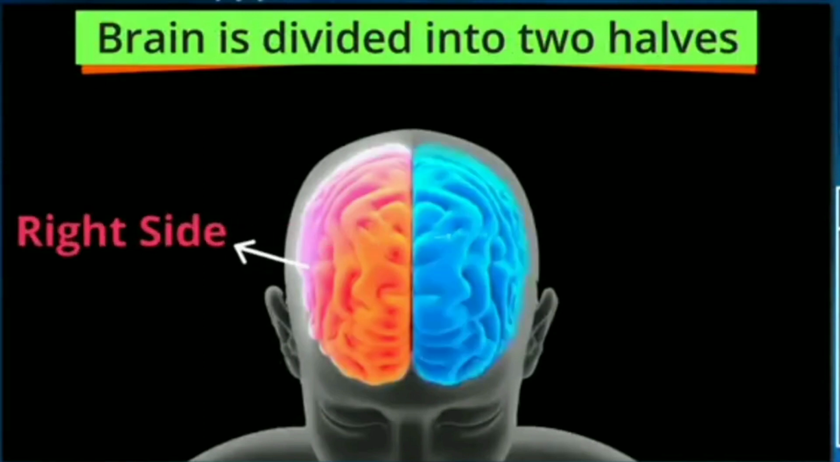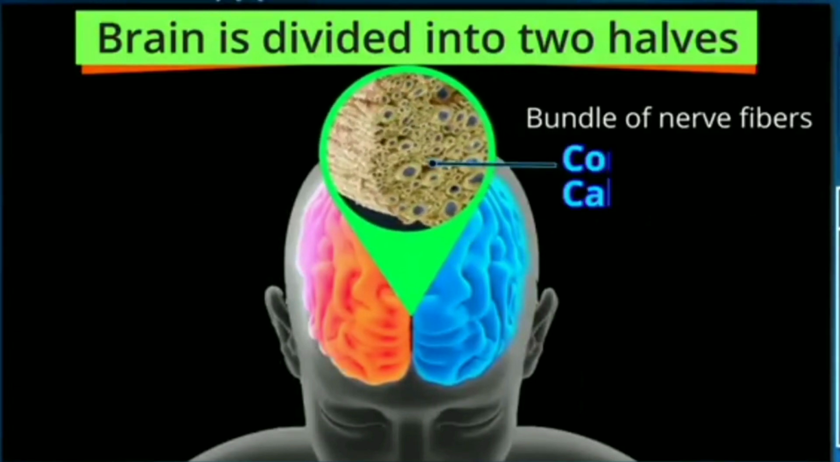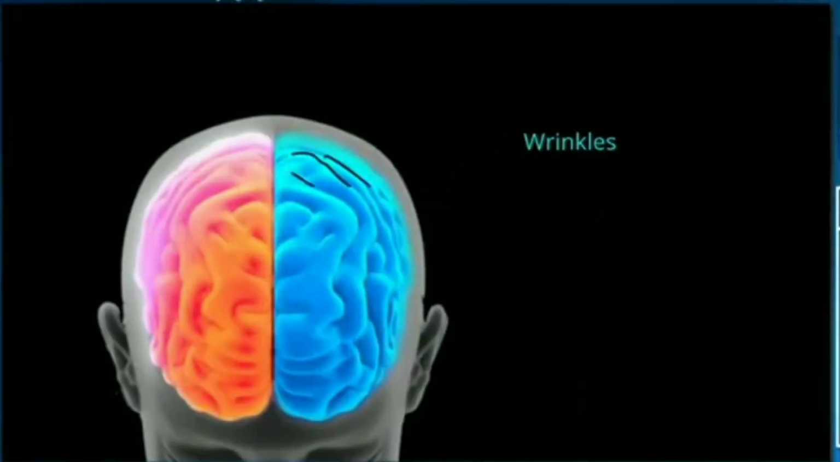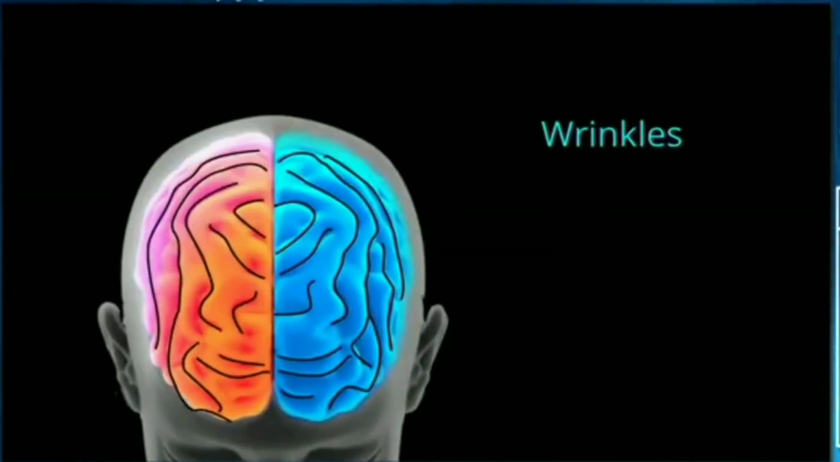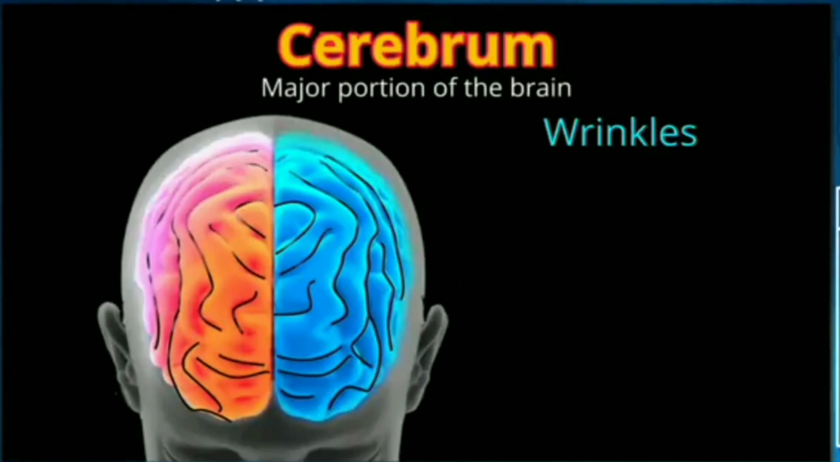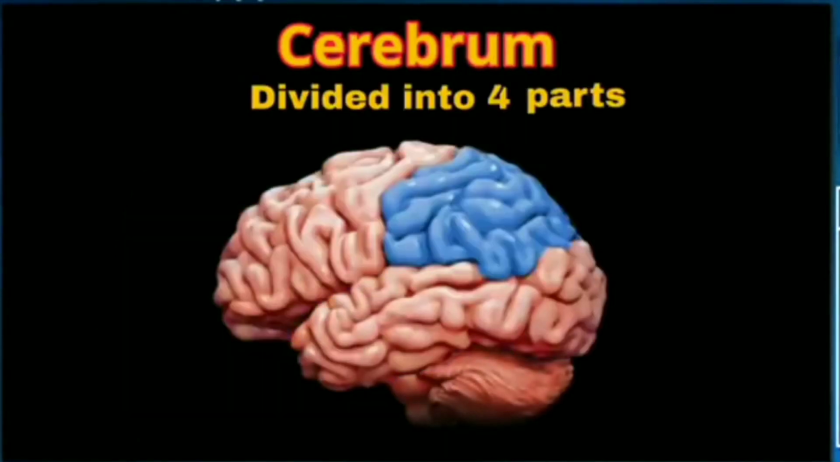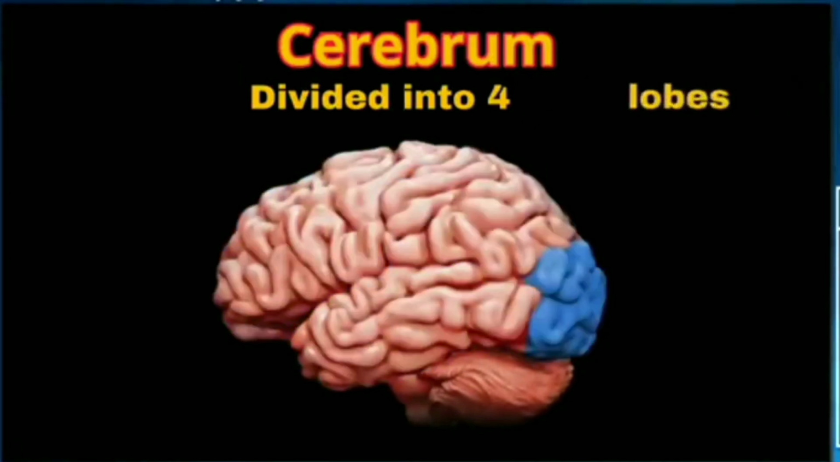The right half and the left half, and both these halves are connected to each other by a bundle of nerve fibers called the corpus callosum. Our brain has wrinkles on its exterior surface, and this wrinkly part is called as the cerebrum, which makes up the major portion of our brain. We notice that the cerebrum is actually divided into 4 parts, or 4 lobes we can say.